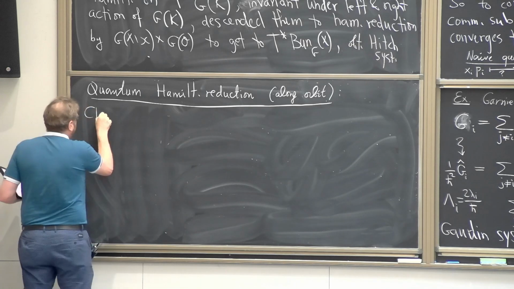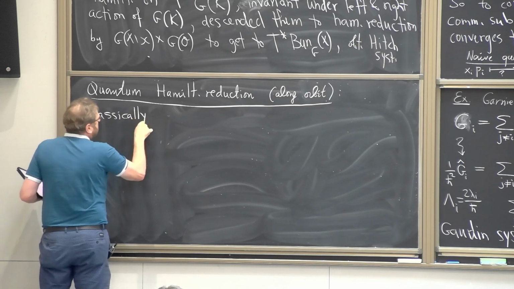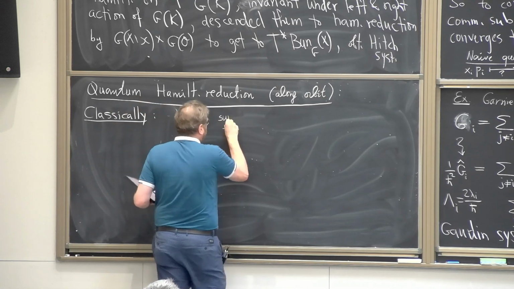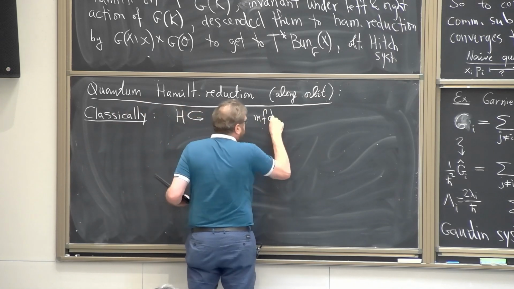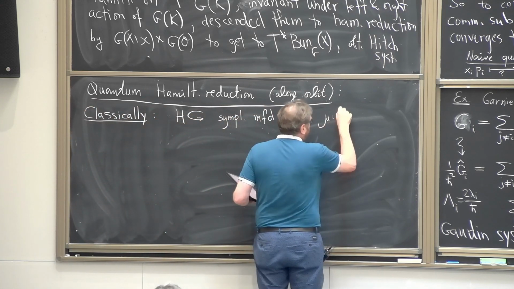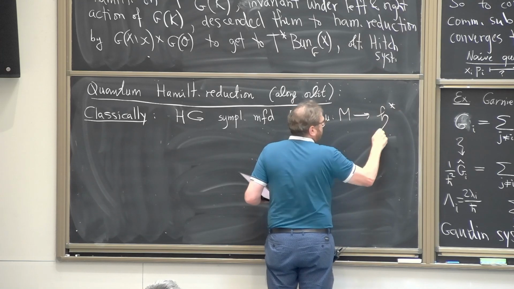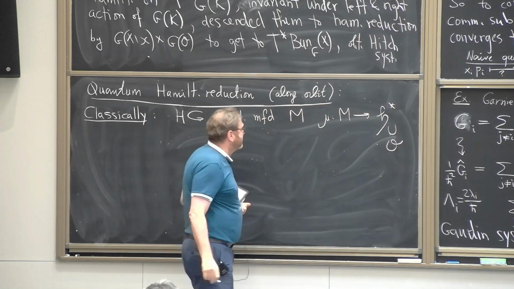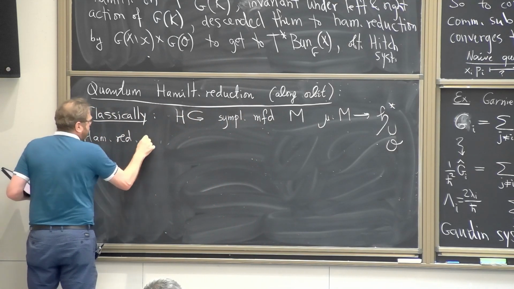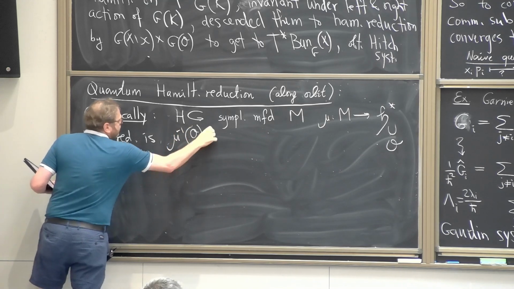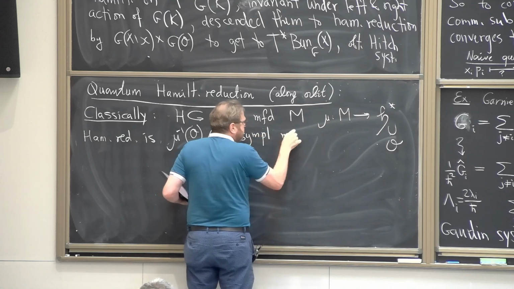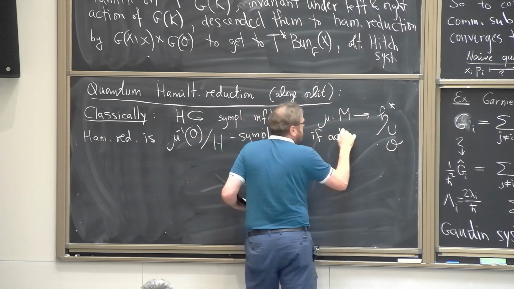So classically, we have some group H acting on some symplectic manifold M. And we have a moment map, which is a piece of data from M to the dual space of H. And then we have an orbit inside here. And then we take, so Hamiltonian reduction is the preimage of O modulo H, which will be a symplectic manifold in nice cases. So if the action is nice.